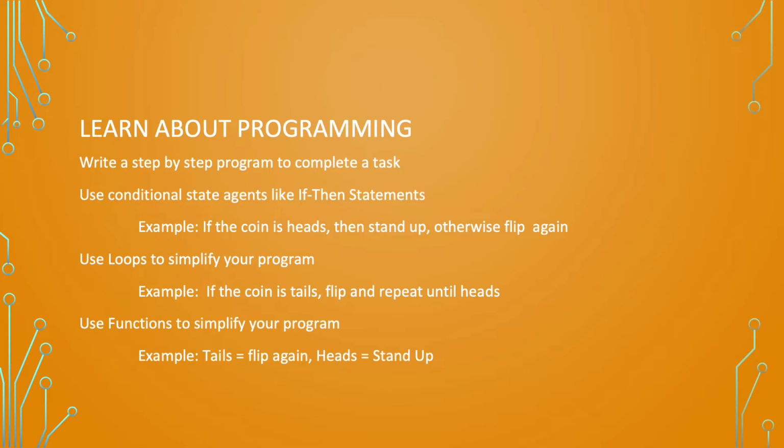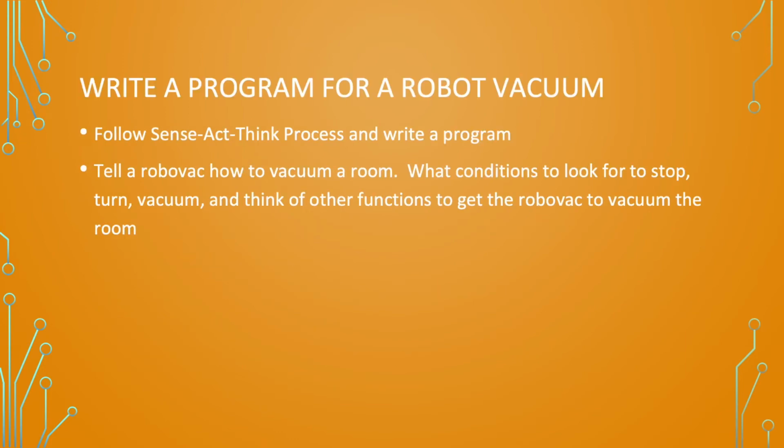Robots use programs to complete different tasks. Programs are written as step-by-step instructions for robots so they know how to complete different tasks. Test this out by telling someone how to complete a task using an algorithm or a set of instructions to complete a task. Use if-then conditional statements, loops, and functions to simplify your program. After you are done, you can write a program for an actual robot.